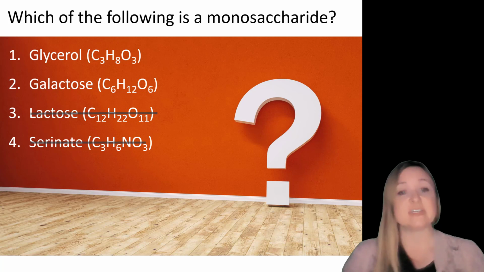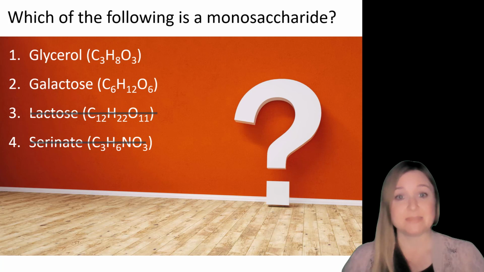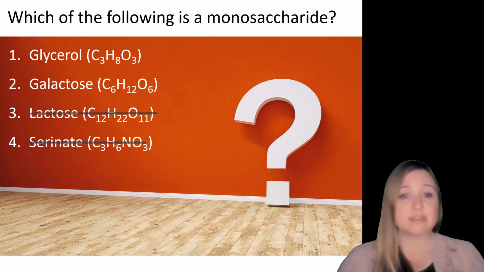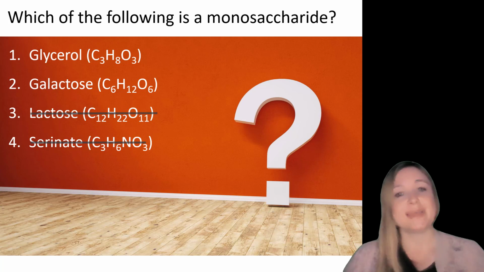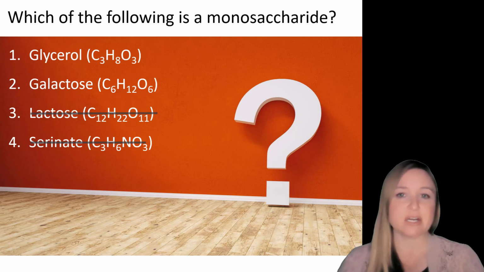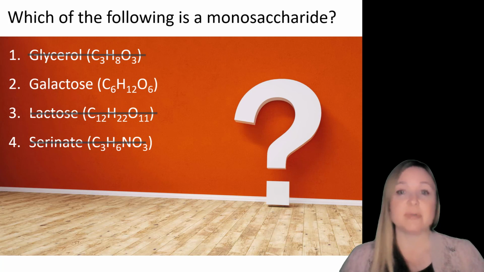But this one, instead of having 6 hydrogens, has 8. So even though it has the same ratio of carbons to oxygen, 3 to 3 or 1 to 1, it has too many hydrogens. It would be C3H6O3 if it were a monosaccharide. So we can rule glycerol out, but let's make sure that galactose follows all these rules.